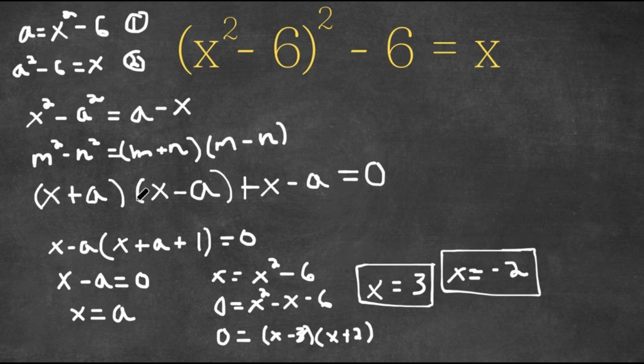However, there is still another equation. We still have x plus a plus 1 equals 0. So if x plus a plus 1 is equal to 0, that means that x is equal to, I'm going to subtract everything and move it to the right-hand side, negative a minus 1.